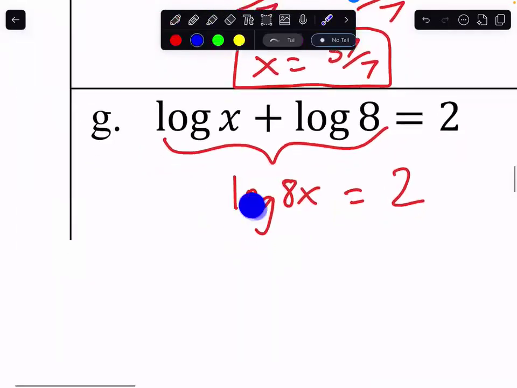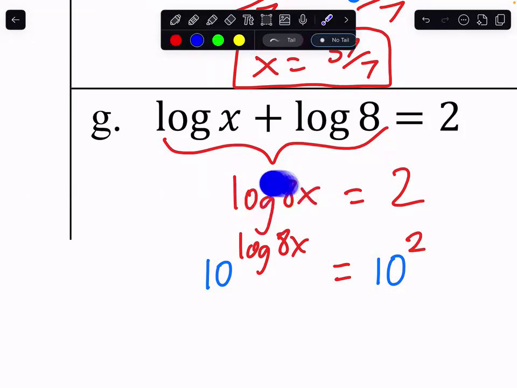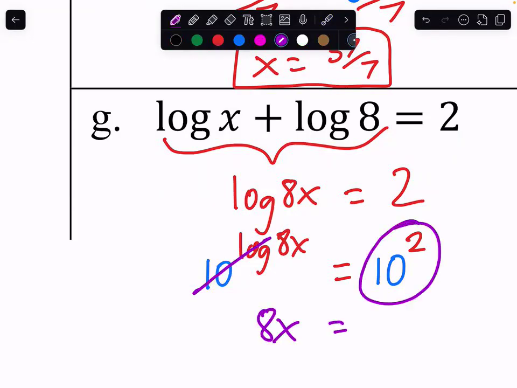Now we want to cancel out the log, which again is really log base 10. So we do 10 to the power of both sides. Again, there's only a log on the left side. There's no log on the right side. The right side is just regular 2, not log 2. So the left side you get to cancel out, but on the right side, there's nothing to cancel out. You just simplify. You do 10 to the power of 2. That would be 10 times 10, which is 100.